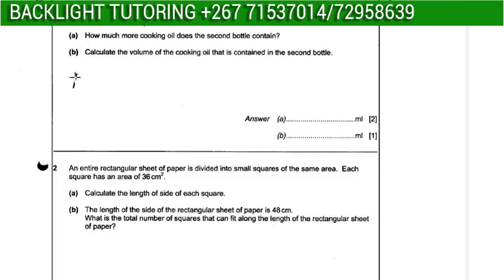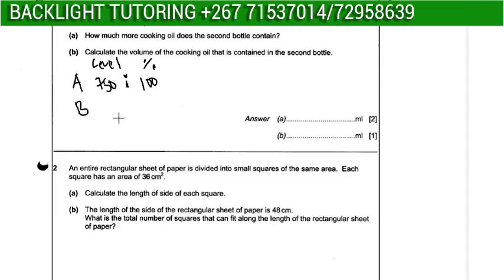We have A and B. A is the first bottle and B is the second bottle. Then we have level, and then we have a percentage. And the level for A is 750. Remember, we are taking this 750 and it's equivalent to 100%.